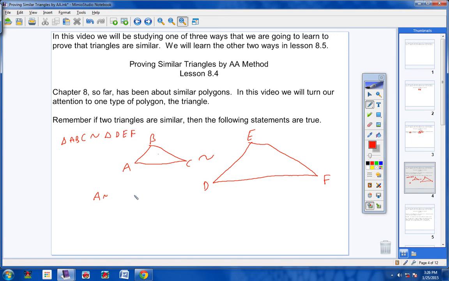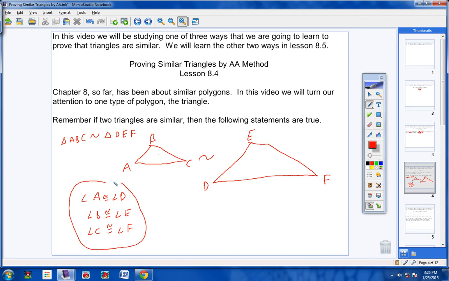Okay? Now, having made this similarity statement, I can now state that angle A is congruent to angle D, and angle B is congruent to angle E, and angle C is congruent to angle F. Okay? So when two polygons or triangles are similar, their angles are congruent.